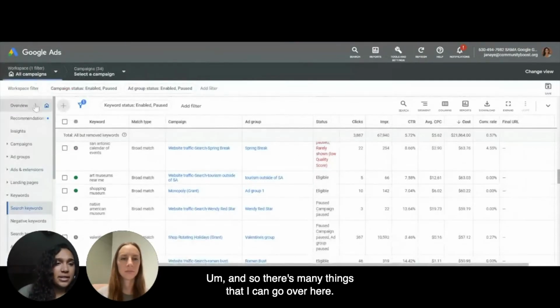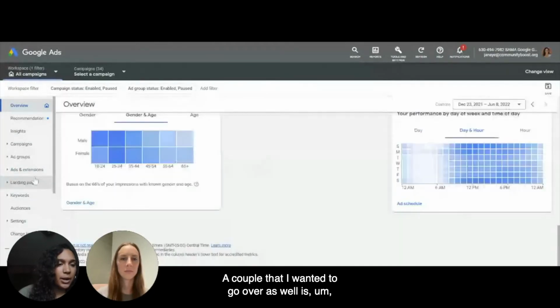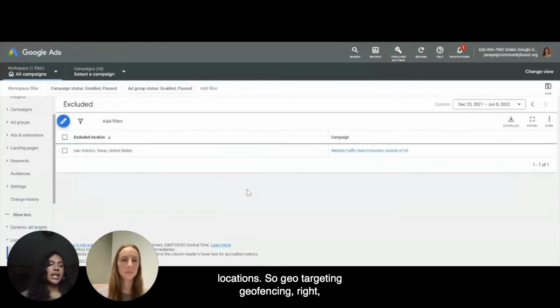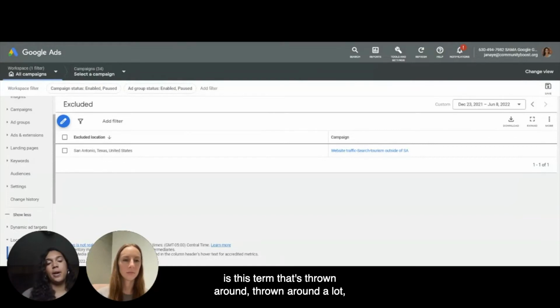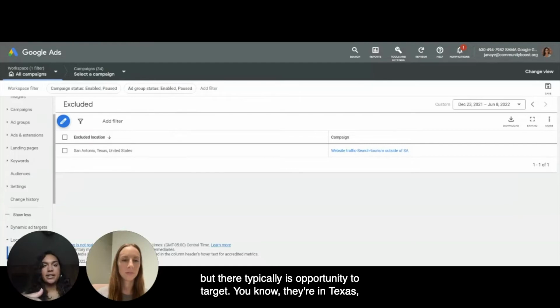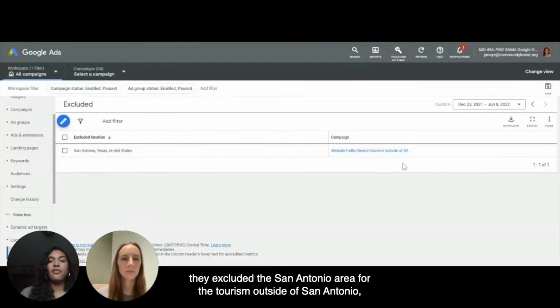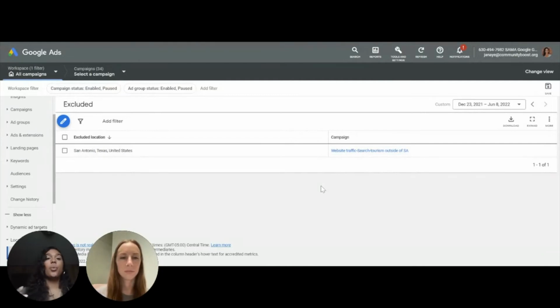And so there's many things that I can go over here. A couple that I wanted to go over as well is locations. So geo-targeting, geo-fencing, right, is this term that's thrown around a lot. But there typically is opportunity to target, they're in Texas, also outside of Texas. In this, they excluded the San Antonio area for the tourism outside of San Antonio, which makes sense.